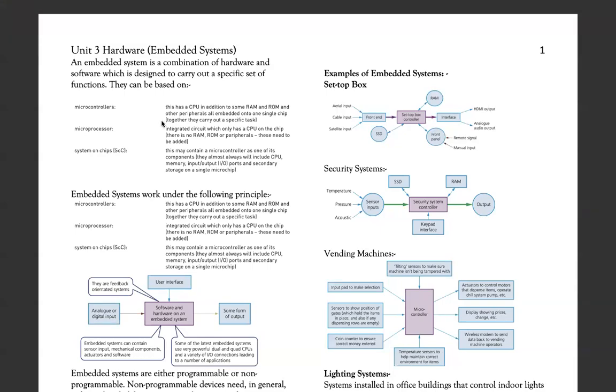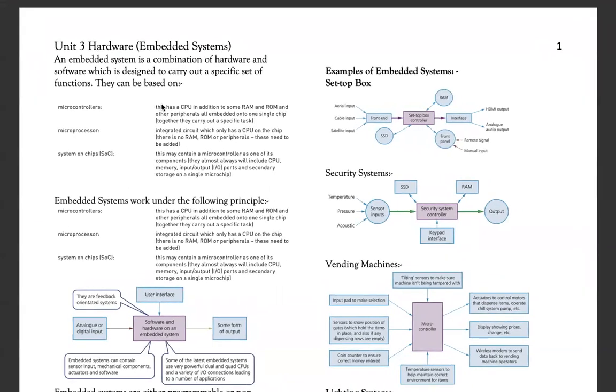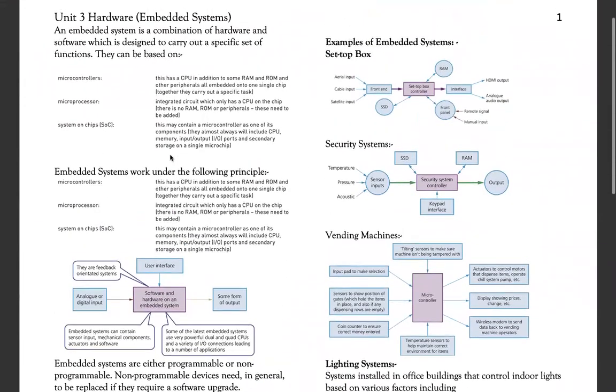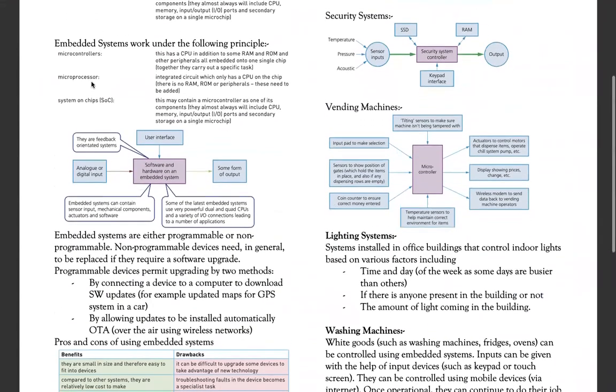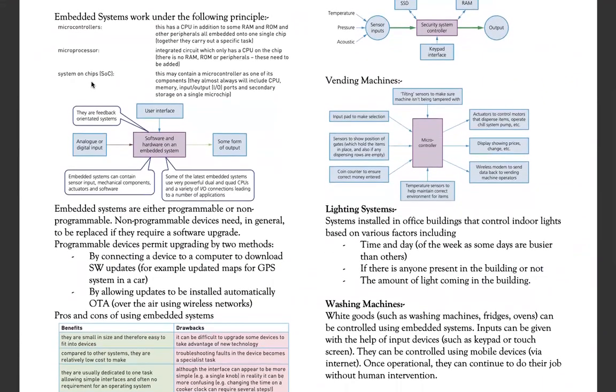Okay, now let's discuss the concept of embedded computers. Basically, an embedded computer is a combination of hardware and software which is designed to carry out only a specific task or specific set of functions. You may be familiar with some embedded computers around you. For example, the air conditioning system that you're currently enjoying, or the onboard computer in your car's fuel injection system.